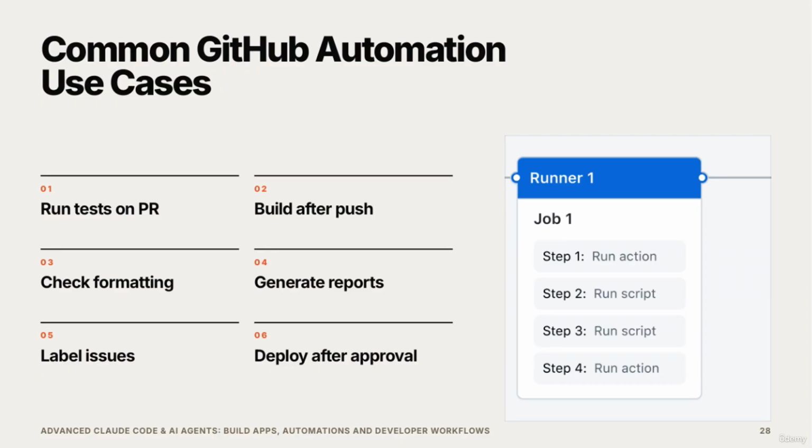Generating reports can provide insights into code quality, test coverage, or deployment status, making it easier to track project health. Automating the labeling of issues saves time in organizing and prioritizing tasks by categorizing them based on predefined rules. Finally, deploying code automatically after approval ensures that new features or fixes get released promptly while still maintaining control over the process. These automations, combined with advanced tools like Claude Code and AI agents, empower developers to build smarter apps, automate routine workflows, and enhance overall productivity.